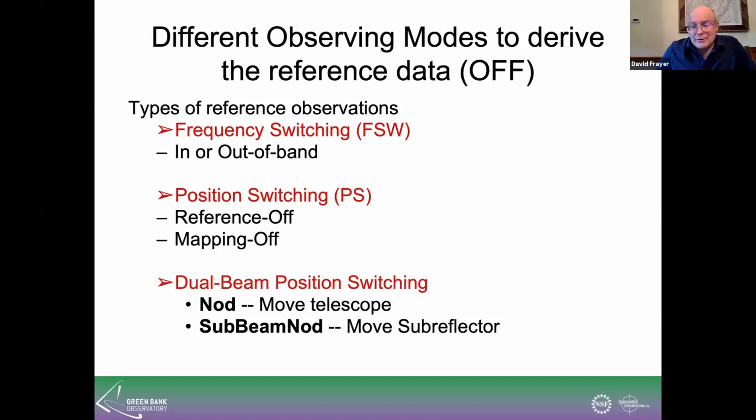A more classic way to do it is position switching, where you actually move the telescope to on minus the off. Now we have the multi-beam receivers. You can actually move your on between two different beams. We call that a nod. You move the antenna position, put the source in beam 1, and then you put the source in beam 2. That's like dual beam position switching, or we call that nod. Nod is actually the observing command you'll use within your Python script. And then we have SubBeamNod. Instead of moving the antenna, you can move the subreflector to put the source in the two different beams, and we call that SubBeamNod.